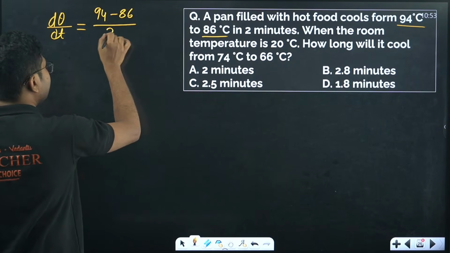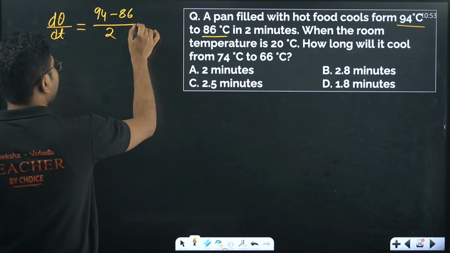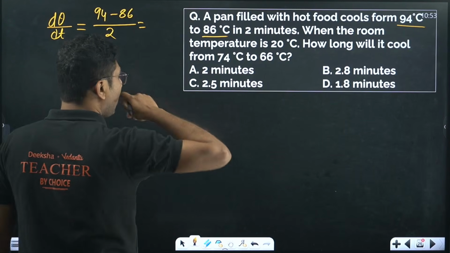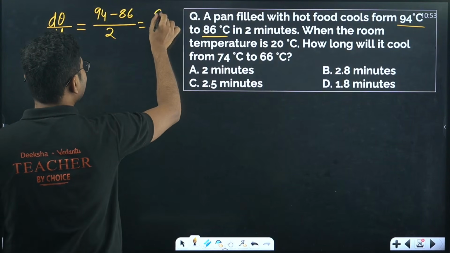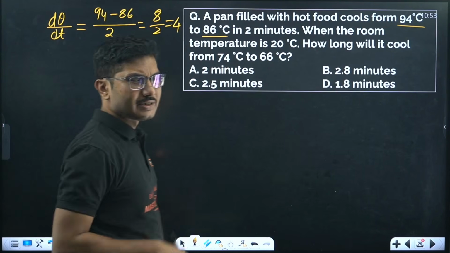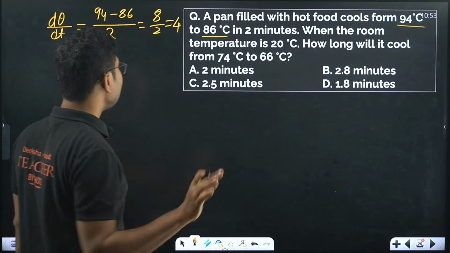Time is given 2 minutes. Again, we are not converting it into seconds, we are keeping it in 2 minutes, because our final answer will also be in minutes. So you can check that in the option as well. So 94 minus 86 is 8 by 2, which is equal to 4. And its unit is degree Celsius per minute. You can keep that aside.